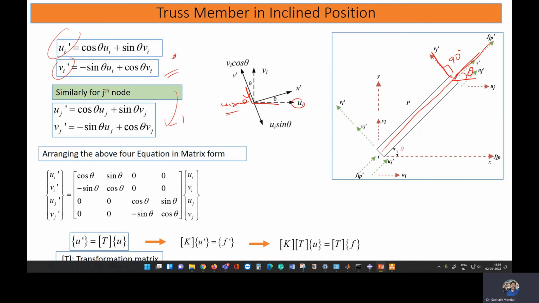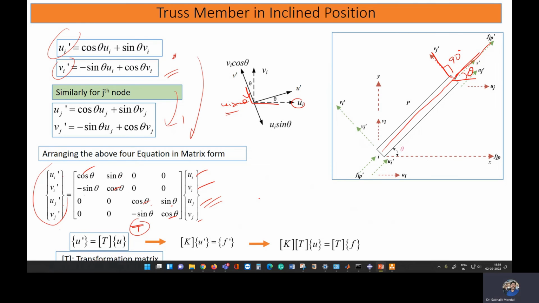Now again, we can write this in matrix form. So we can write u_i dash, v_i dash, u_j dash, v_j dash is equal to a matrix times u_i, v_i, u_j, v_j. Now this is basically our transformation matrix. It's very easy to recall. You just see all diagonal terms are cos theta, cos theta, cos theta, cos theta. Then the off-diagonal terms are sin theta and minus sin theta, here also sin theta and minus sin theta. So it is very easy to recall.